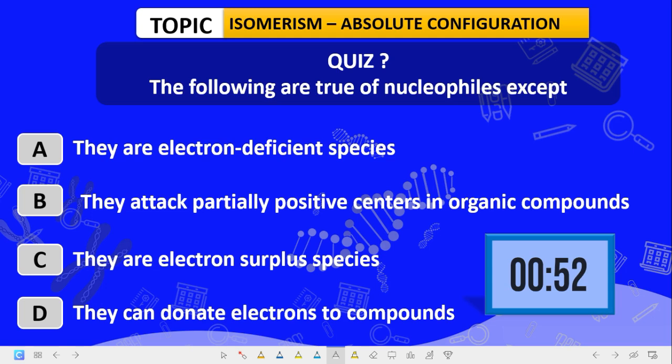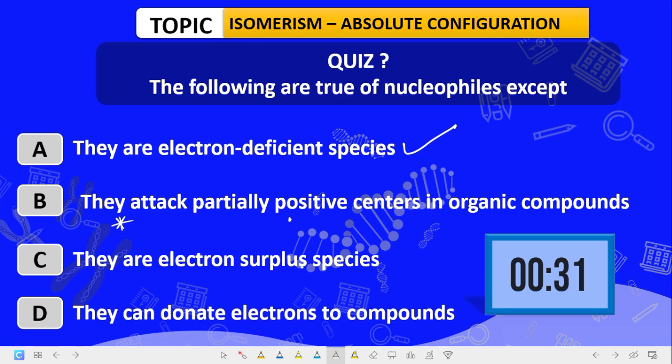The following are true of nucleophiles except A, they are electron deficient species. Are nucleophiles electron deficient? They are not electron deficient, they are electron rich. So this one is not true. They attack partially positive center in organic compound. That is true. So this is not the correct answer.